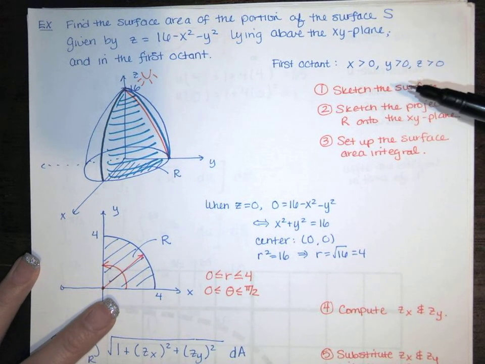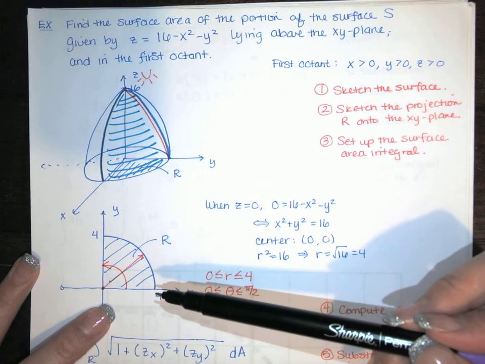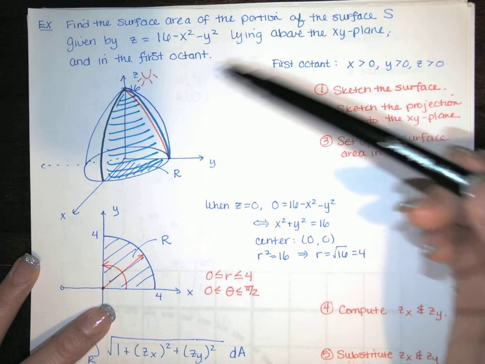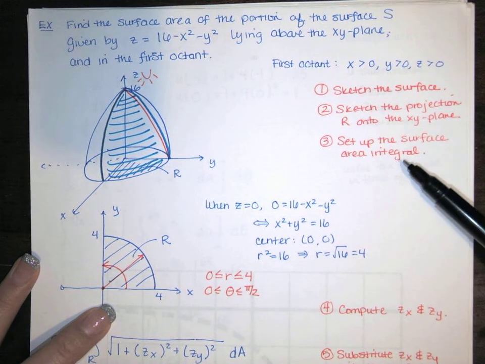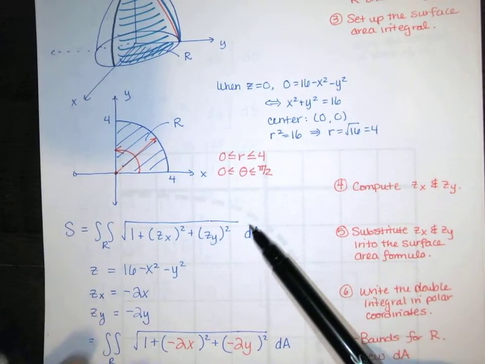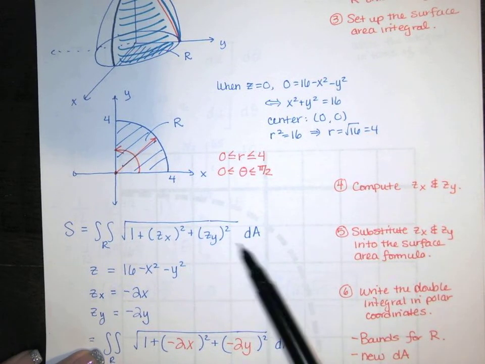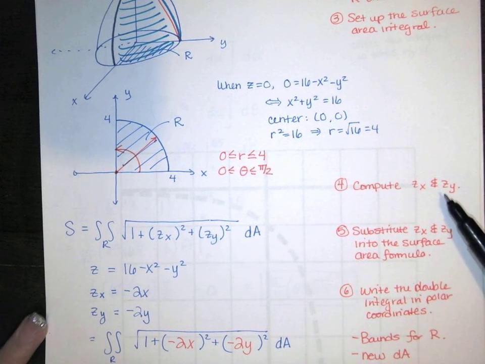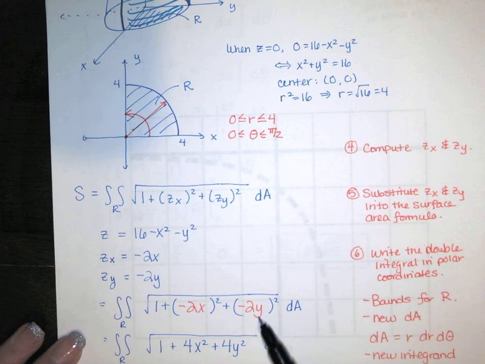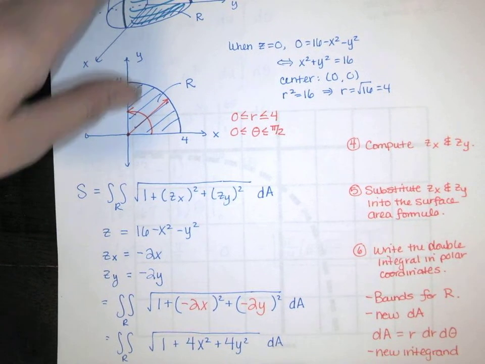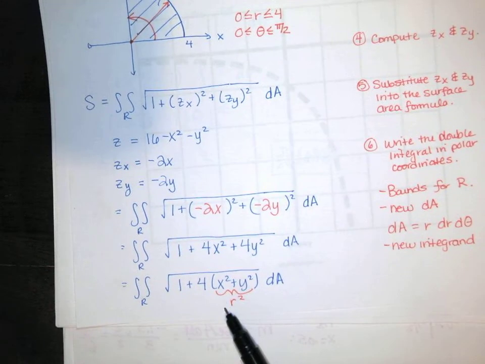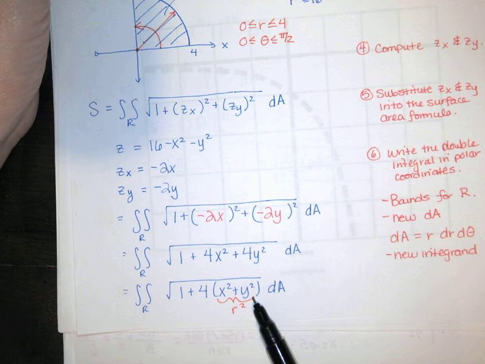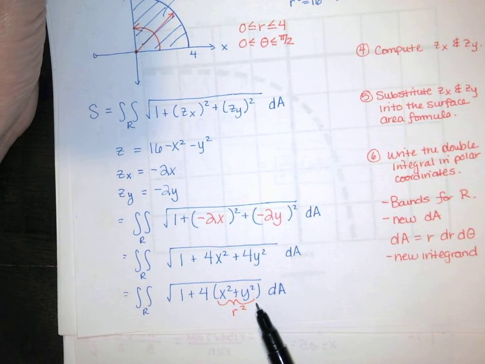So the first thing we did was we sketched the surface, and then we thought about the projection of that surface onto the XY plane. The projection onto the XY plane, that's the region that we're integrating over. And then we said, okay, we're asked for surface area, so we're going to set up the surface integral. I write down my formula, and I look at my formula and I see I need the partial of z with respect to x and the partial of z with respect to y. I compute those, I substitute, and then I simplify, and I see right away that my integrand has an x squared plus y squared in it.